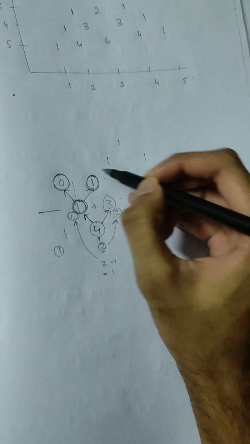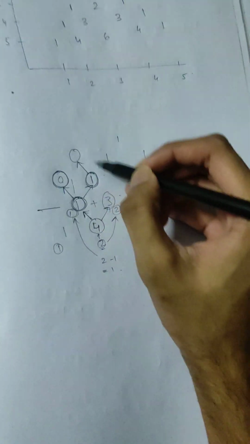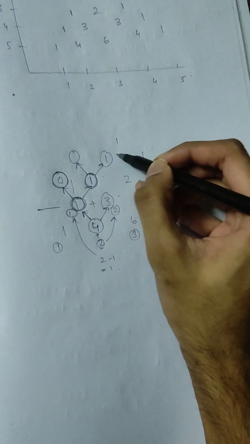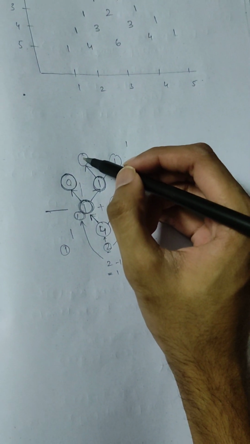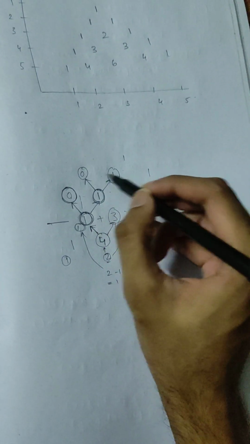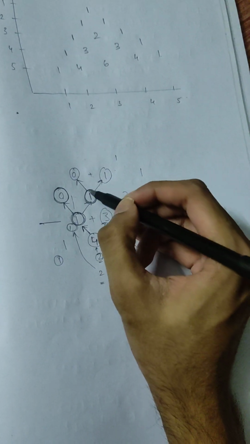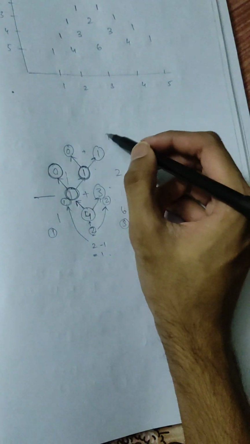Then to find 1, we have to find this imaginary value and this 1, and this imaginary value will be 0, and 0 plus 1 equals to 1. So this value will come. In this way it will continue here.